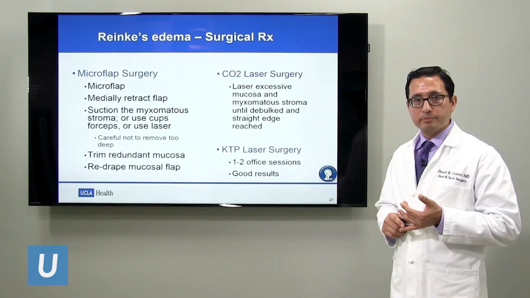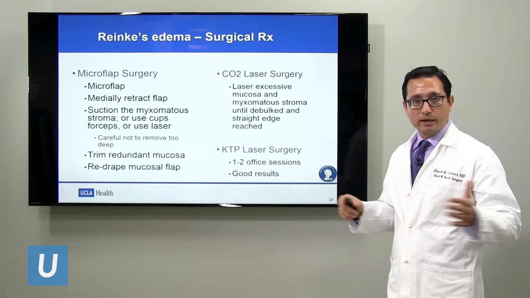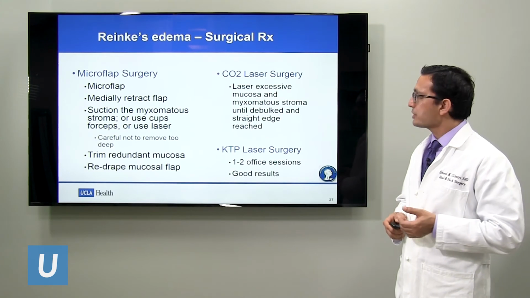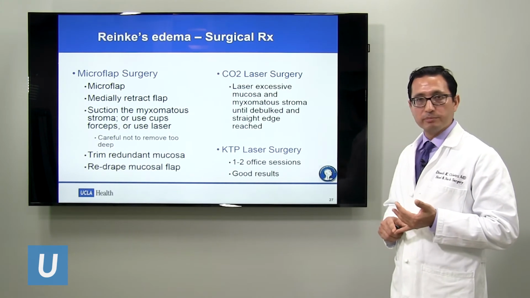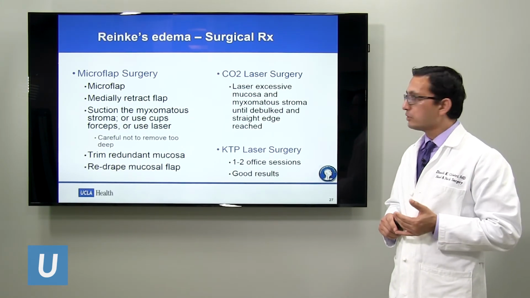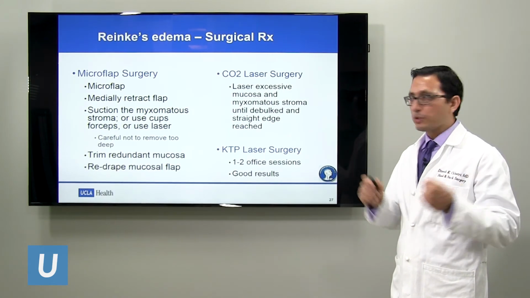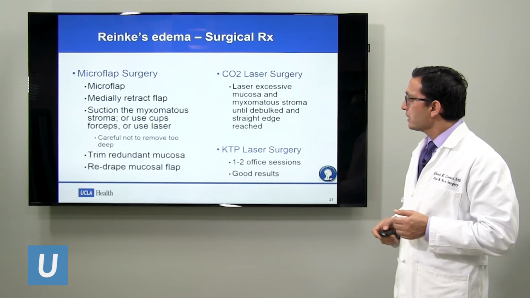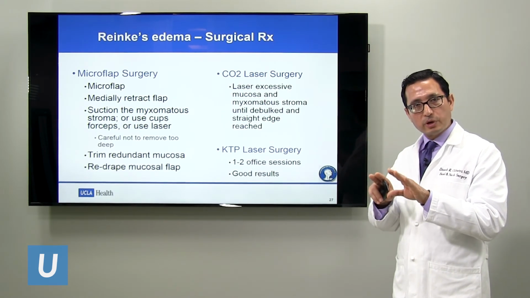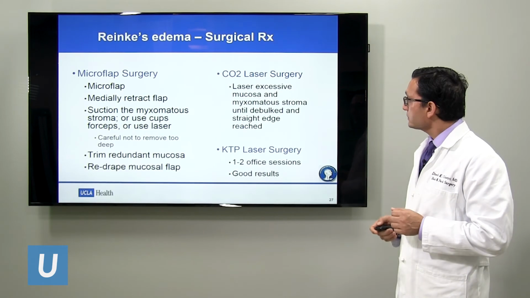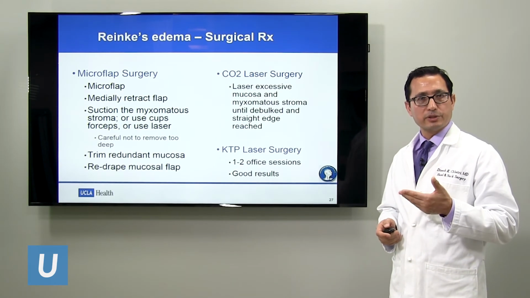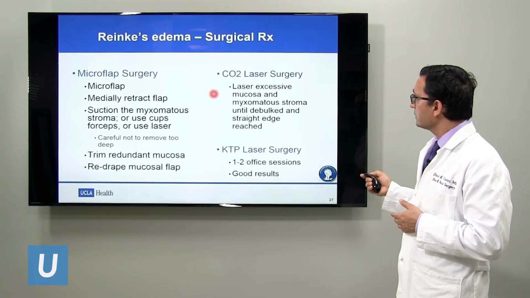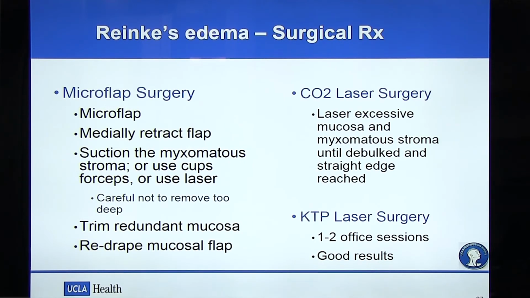The treatments can involve many different approaches. First, of course, is the microflap surgery, as I mentioned before: making an incision on the vocal fold, retracting the mucosal flap, suctioning all the extra material within the polyp, and then just trimming the redundant mucosa and putting everything back together. Another option is to take a laser, either a CO2 laser, which we typically use in the operating room, or a KTP laser, which we can use in the office to treat it.